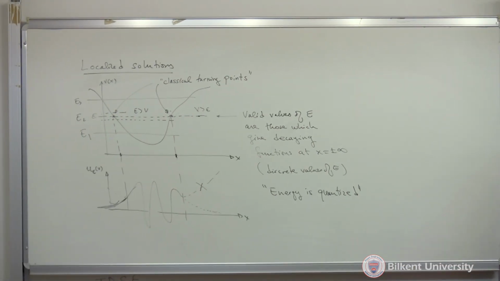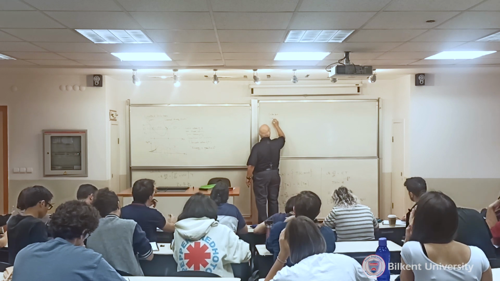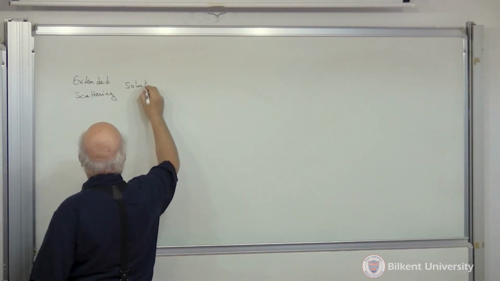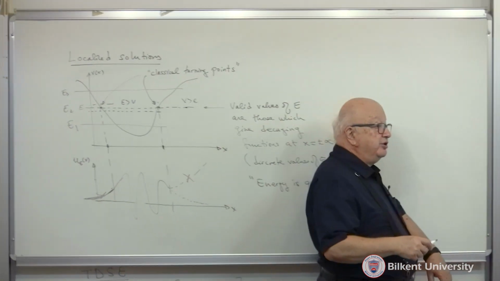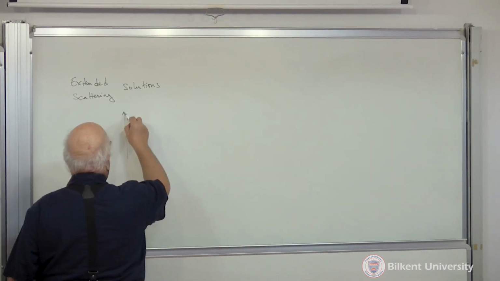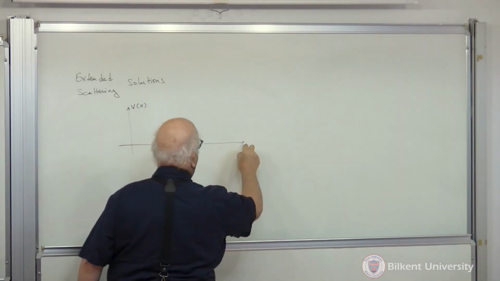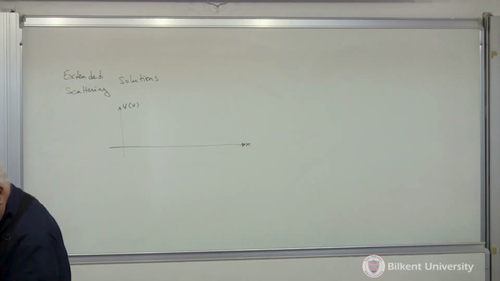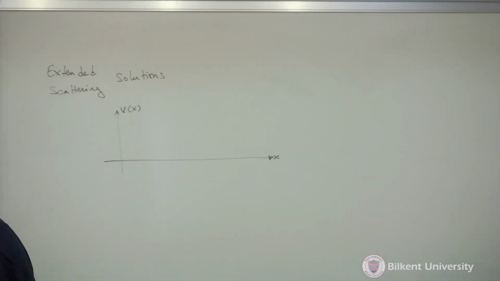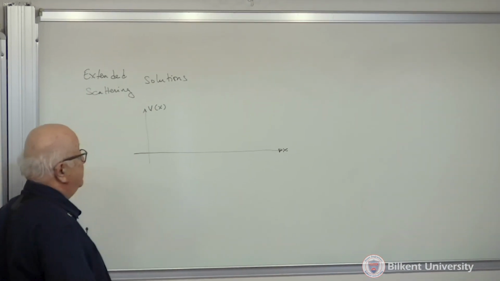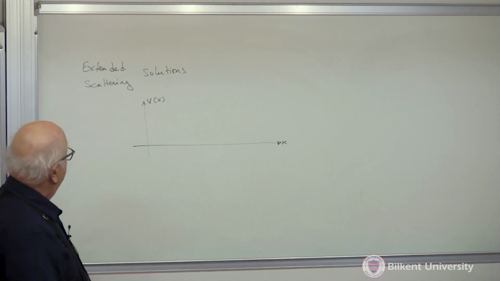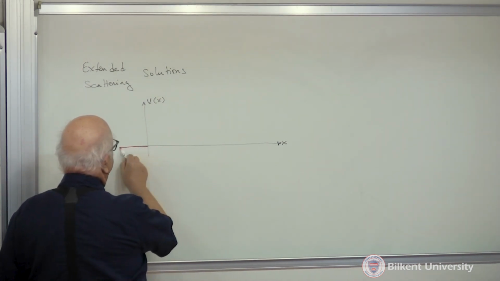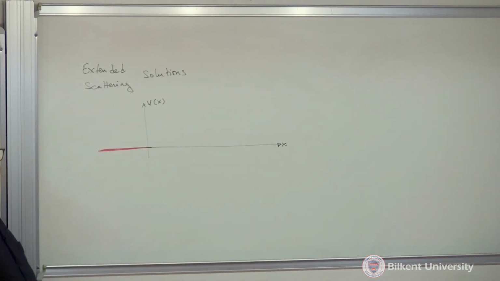You can have another type of solution. Those are either extended, but more likely scattering solutions. These are solutions in which you may have, again, some structure in the potential, but at infinity, in this case, our potential looks something like this. This is my V of X as a function of X. Let me see if I can get more contrast out of some other color pen here. And there's some energy level, let's call it zero. It's customary to call the potential at infinity zero.